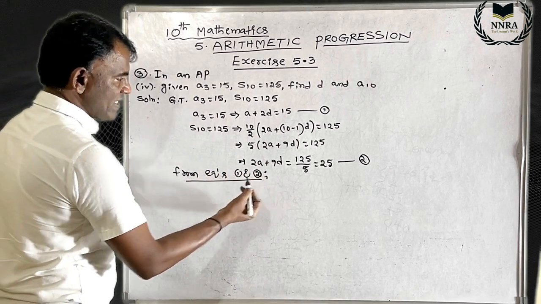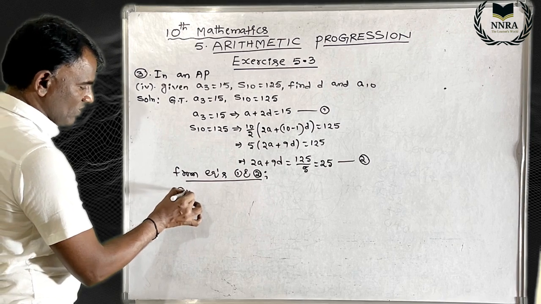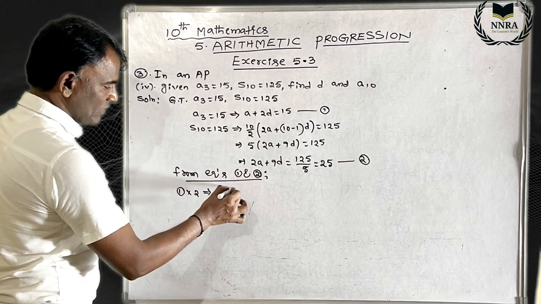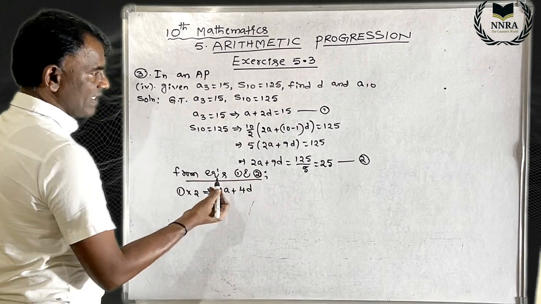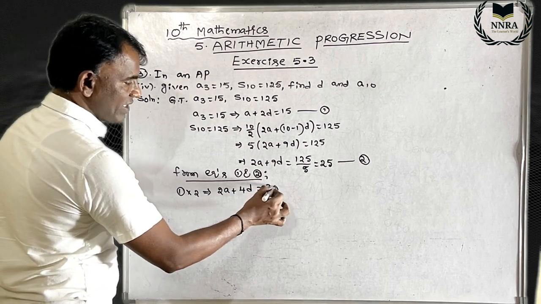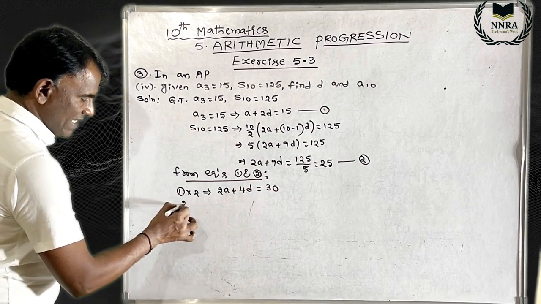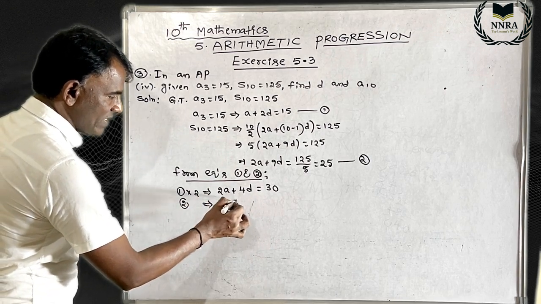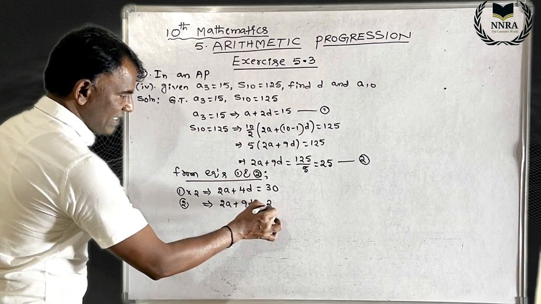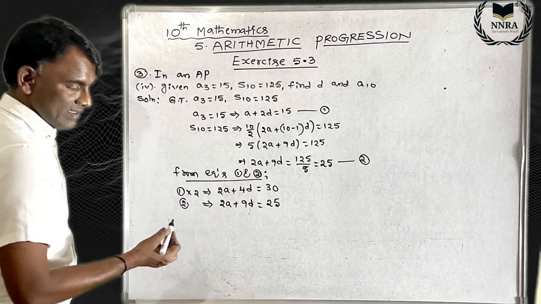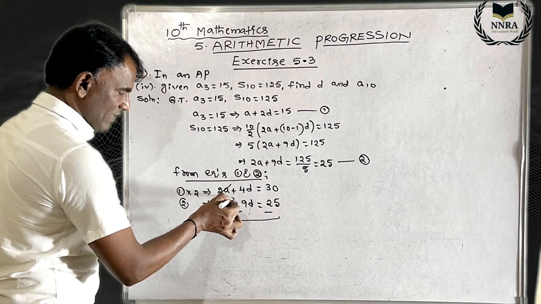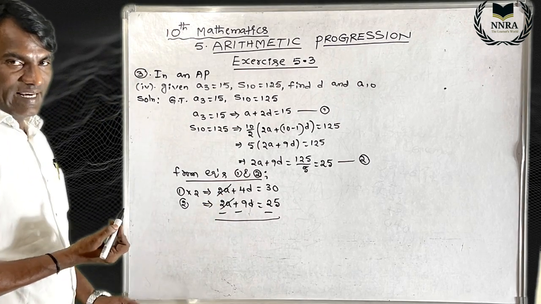Now, first equation into 2. So how to write this? 2A, 2 into 2D, 4D, 2 into 15, 30. And the second equation is as it is, right? Then what is that? 2A plus 9D is 25. Then minus, minus, minus. A term will be cancelled. Means A term gets cancelled.